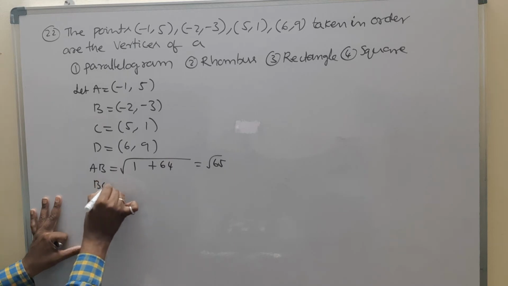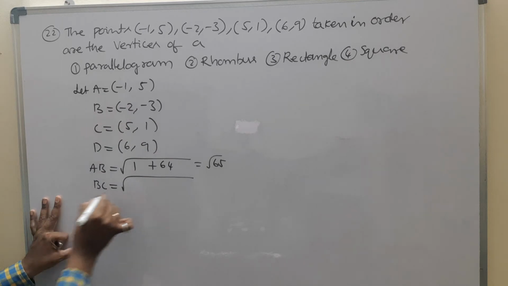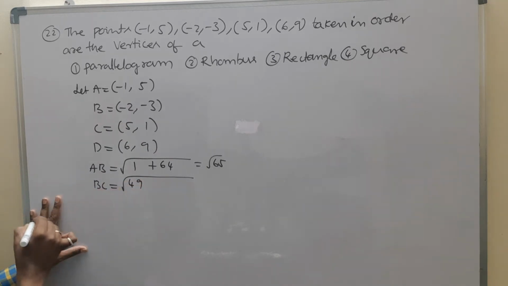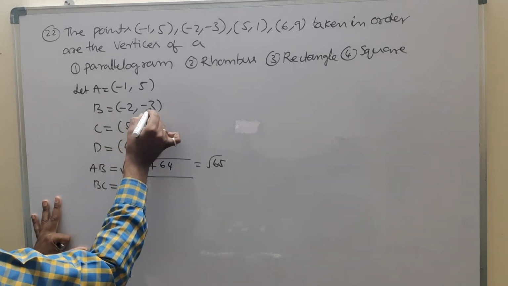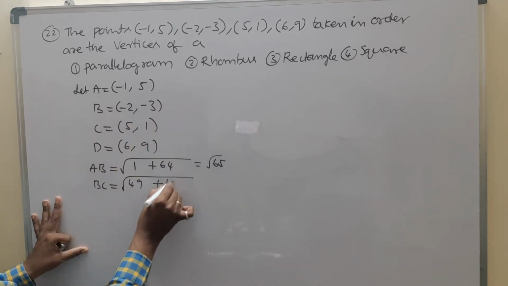To find the BC length, minus 2 minus 5 is minus 7, whole square 49. Here minus 3 minus 1 is minus 4, whole square 16.